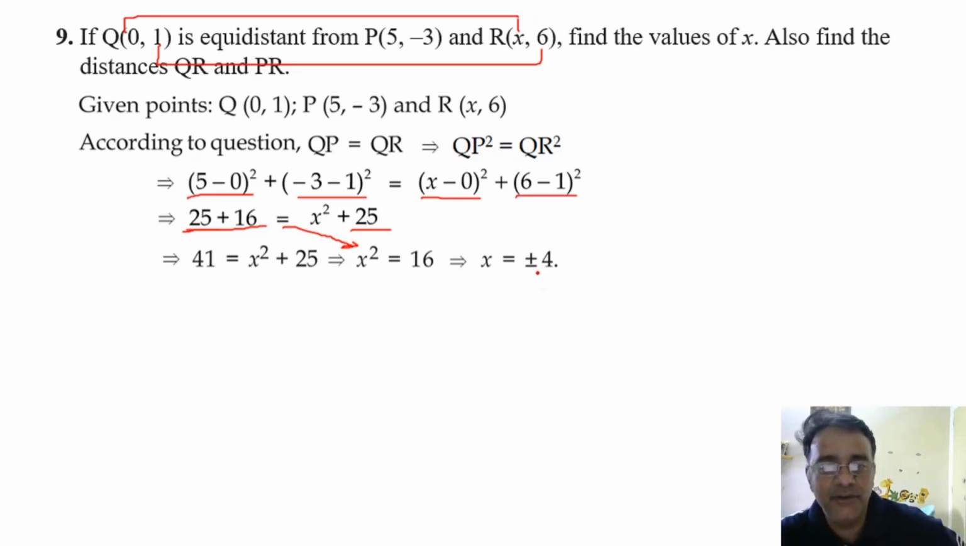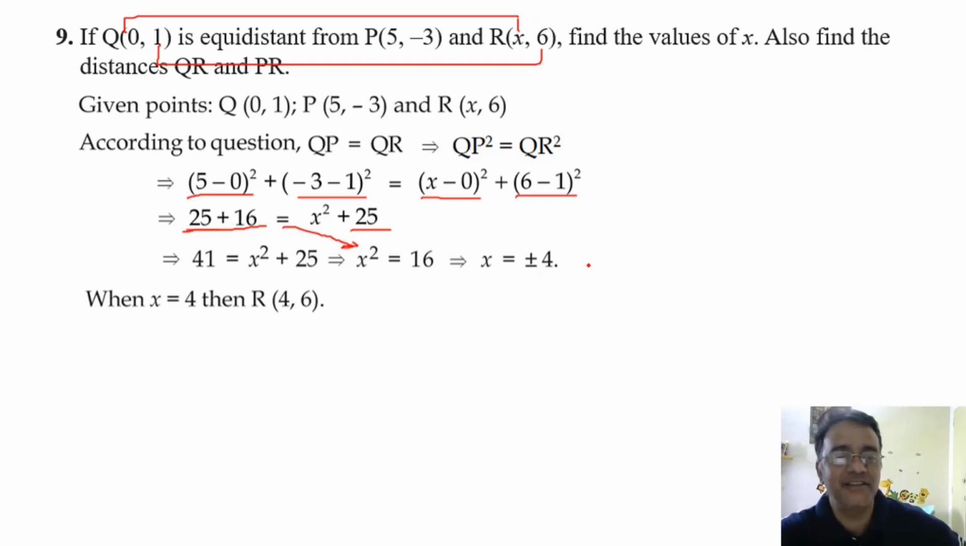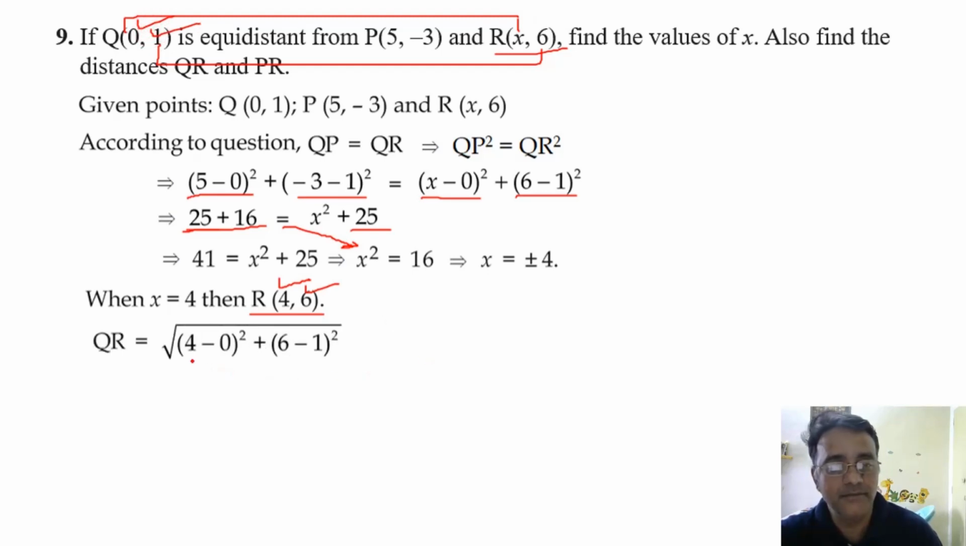Okay. So we have two cases now. In order to find the distances QR and PR, we have two cases. One is for x is equal to plus 4, another is for x is equal to minus 4. So let us start with the first case, when x is equal to 4. तो R का coordinate (4, 6) हो जाएगा. So QR, देखो QR: root of (4 minus 0) whole square plus (6 minus 1) whole square. So 16 plus 25, root 41. This is the first answer of QR.